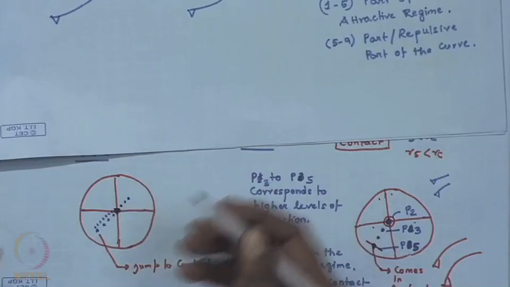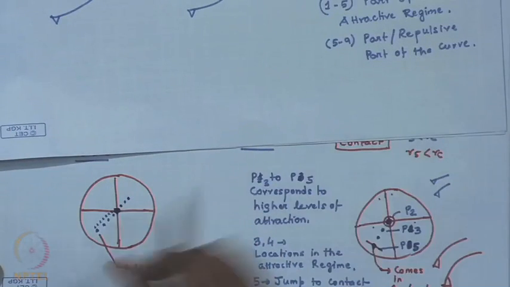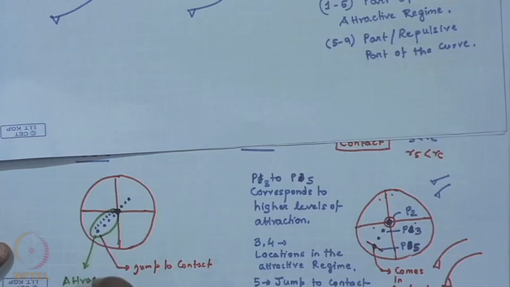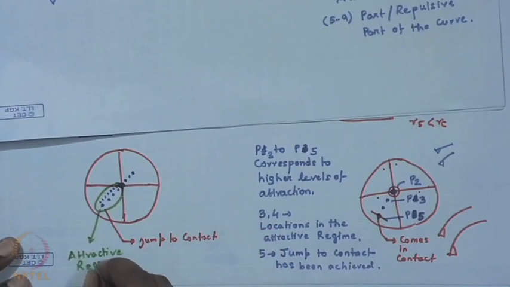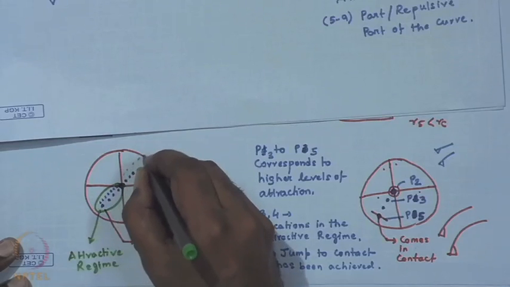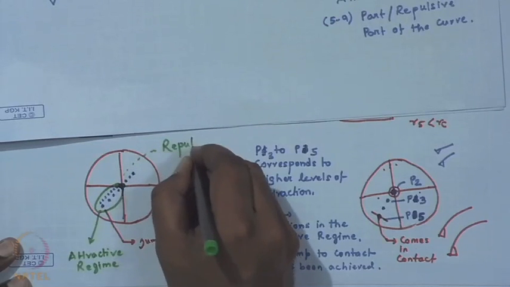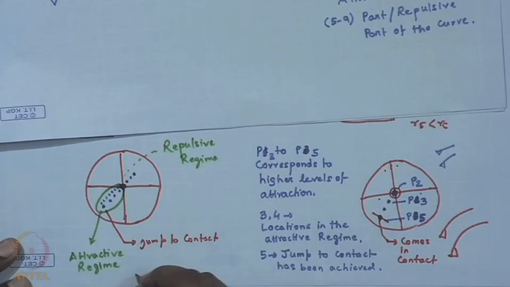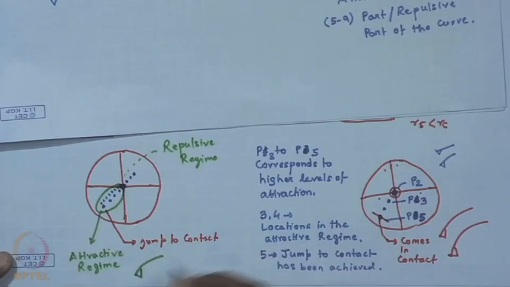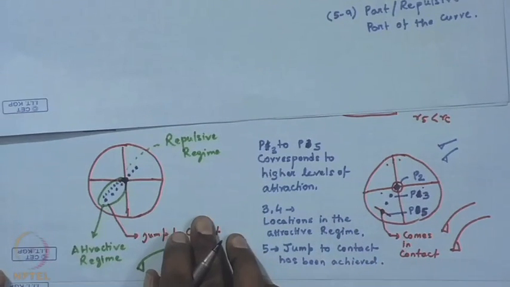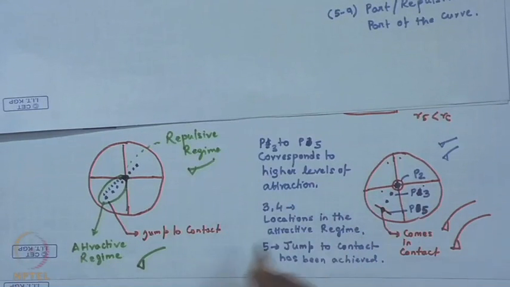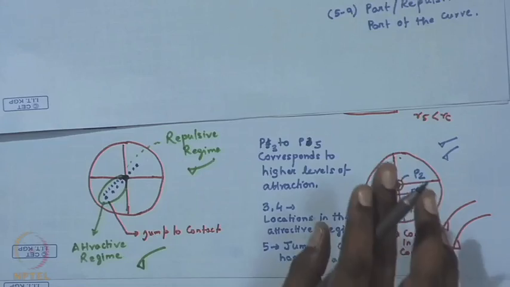Okay. So, you need to understand that if this is the attractive regime, this is now the repulsive regime. The other thing that should remain in your mind is that the nature of deflection of the cantilever in the attractive regime remains like this, and the nature of deflection of the cantilever in the repulsive regime remains like this.